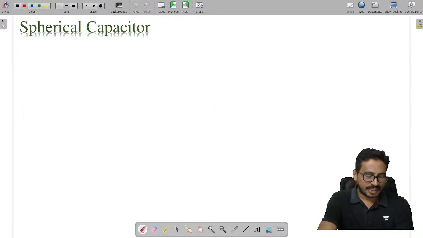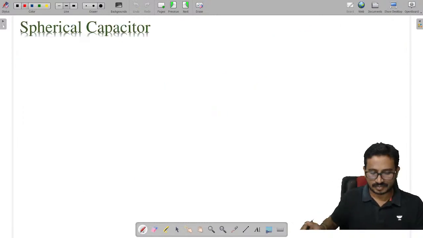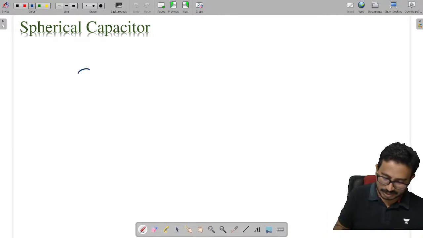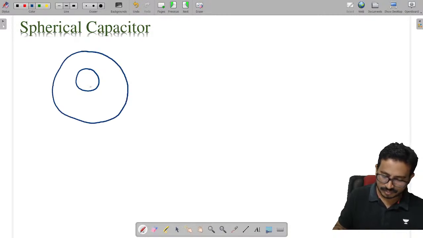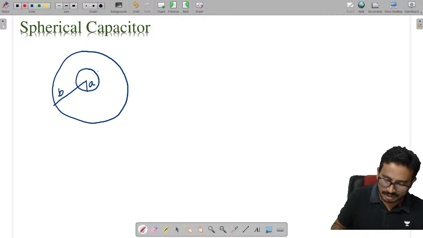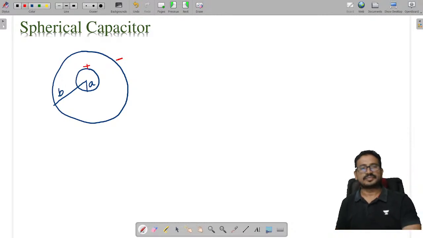Next one: the spherical capacitor. The spherical capacitor contains two concentric spheres. The inner radius we call A and the outer radius is B. These are the two spheres. Here I gave positive supply to the inner one and negative supply to the outer one.